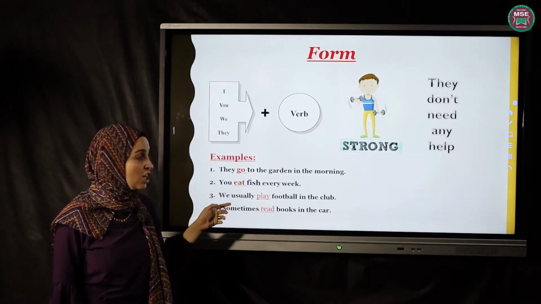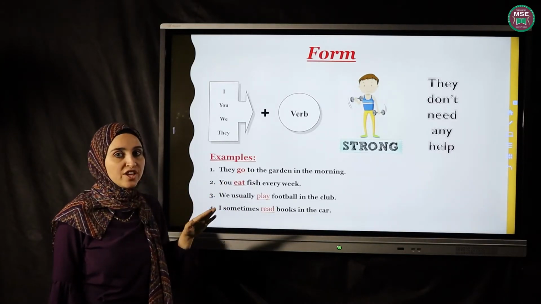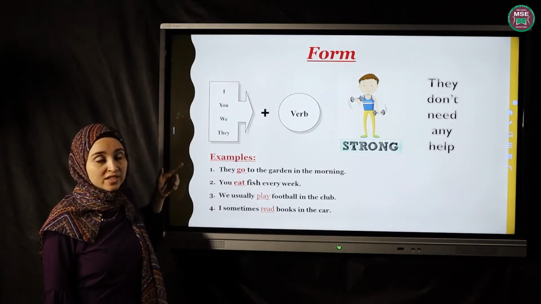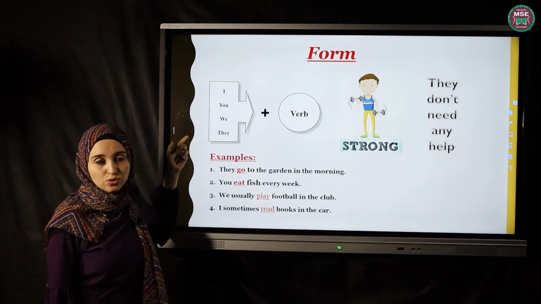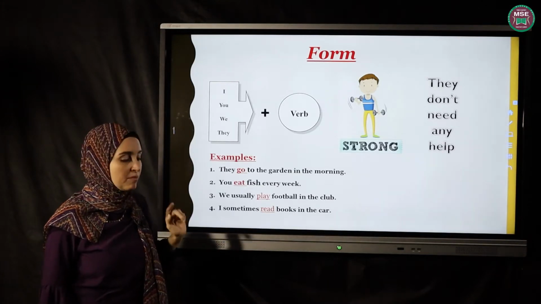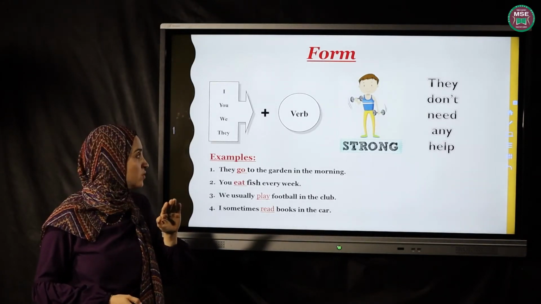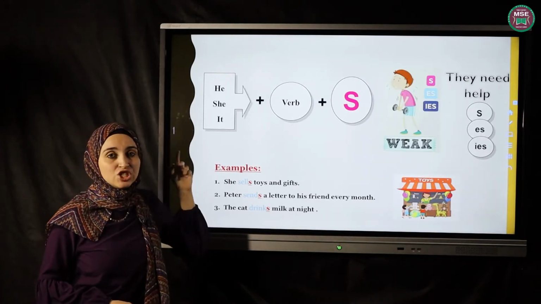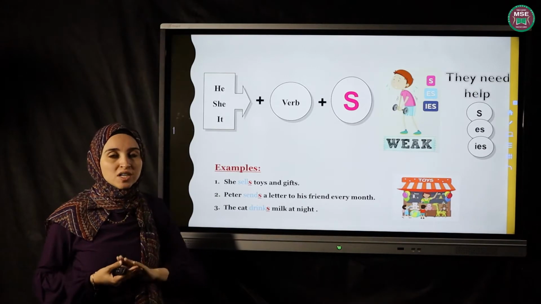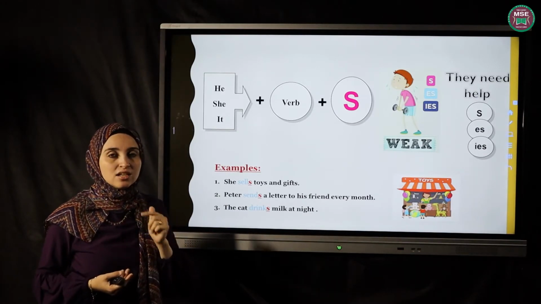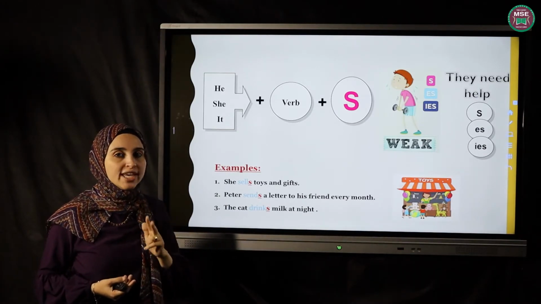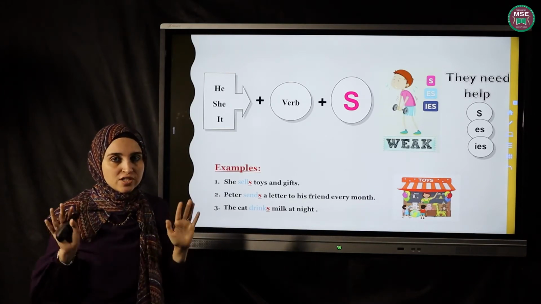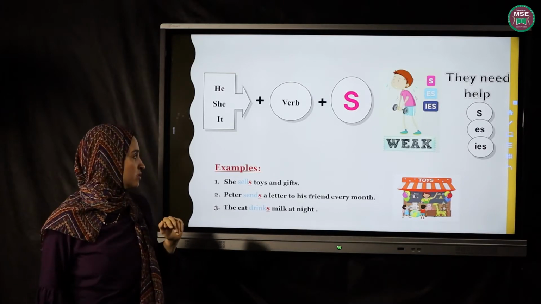Can you see here? We didn't add anything to the verb. Why? Because we start our sentence with I, you, we, or they. Remember that. We don't add anything to the verb. But with he, she, or it, we must add s or es to the verb. We can't use just the verb without an ending.